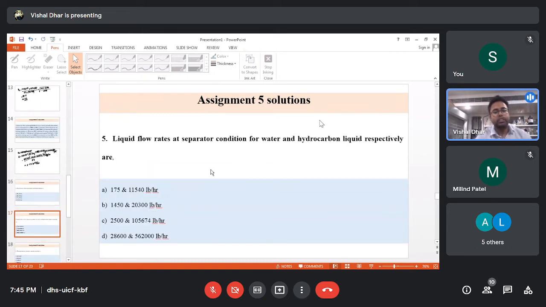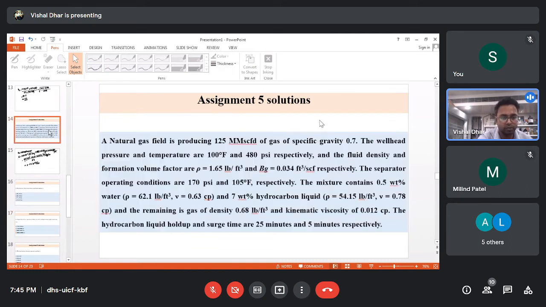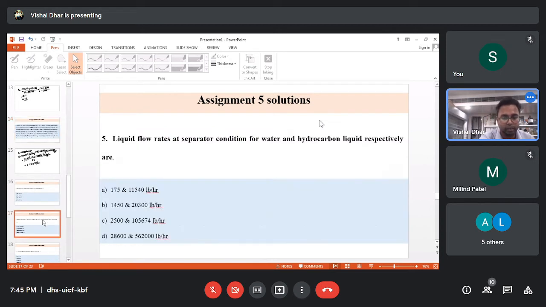The next question is the liquid flow rate at separator condition for water and hydrocarbon liquid respectively. See, it is a gas separator, mainly gas is coming, but with this gas some amount of liquid is also coming. In this question, 0.5 weight% water and 7 weight% hydrocarbon liquid are also coming in the separator. So we have to find the amount of water and hydrocarbon that is coming in the separator.